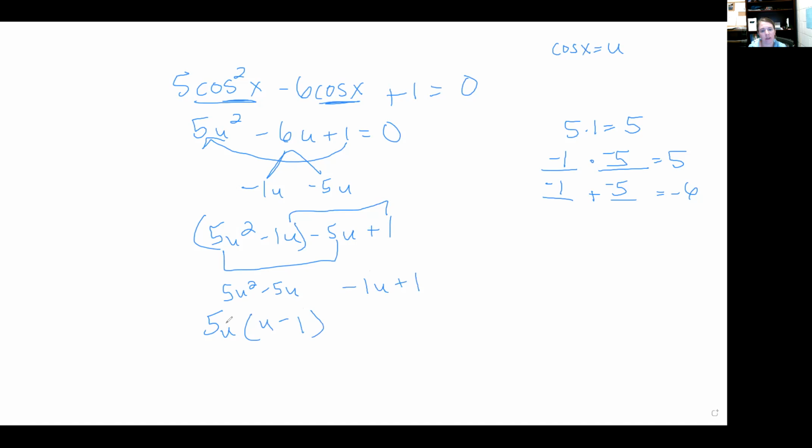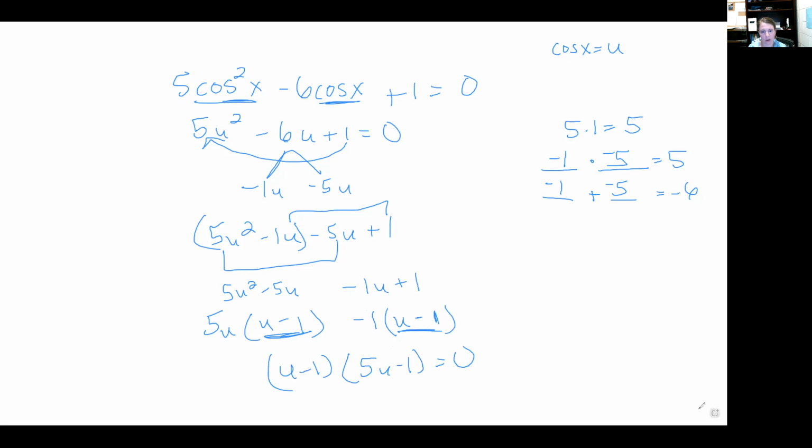So we check it. 5u times u gives you 5u squared. 5u times 1 gives you -5u. And the same thing here. What do these have in common? I bring out a -1. That's going to be a u, and this is also going to be a -1, because -1 times -1 gives you a +1, right? And the goal was to get these to be the same. So I bring this out. That's one factor. And then I have 5u minus 1, and that's going to be equal to 0.